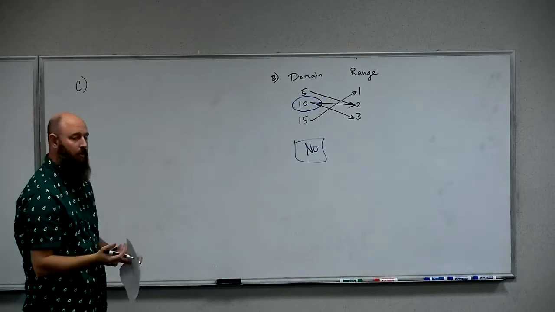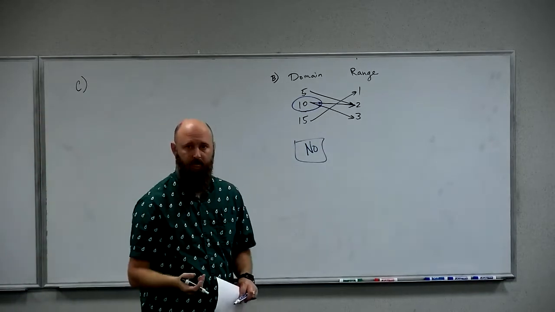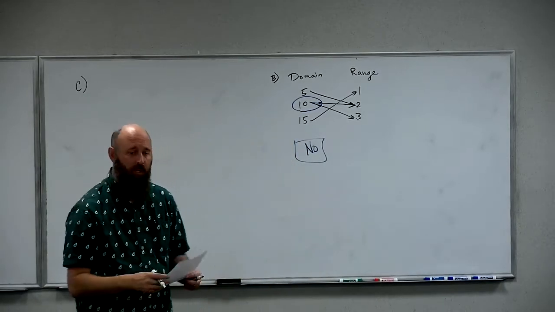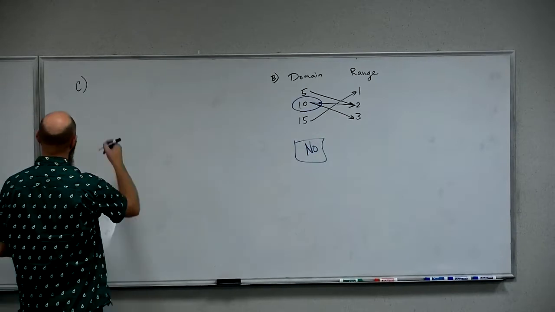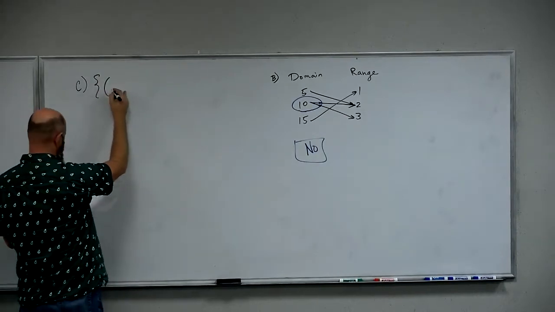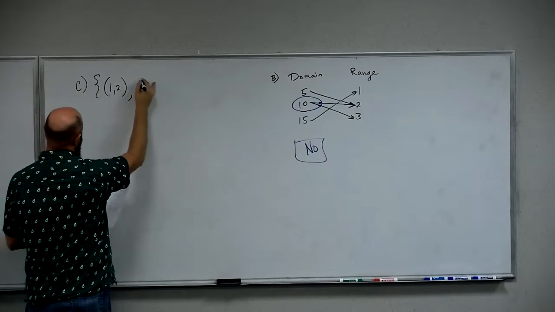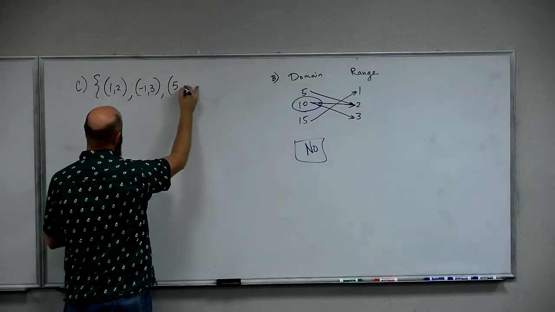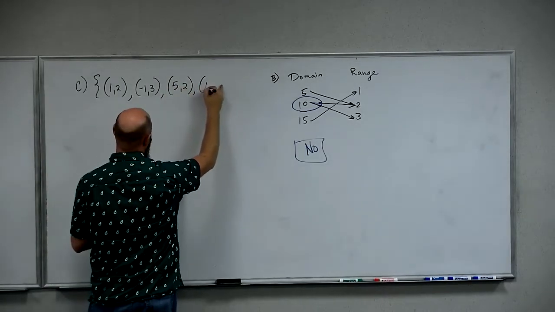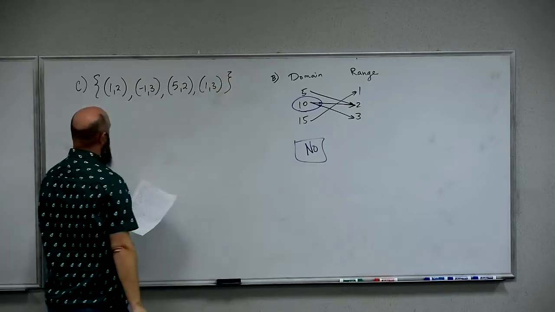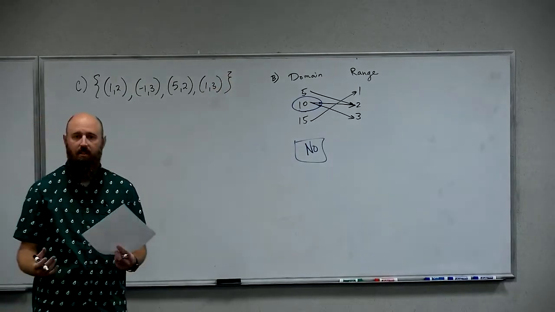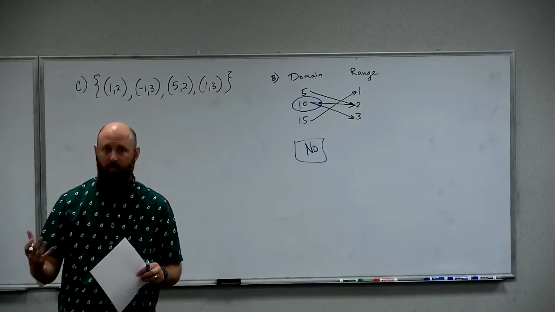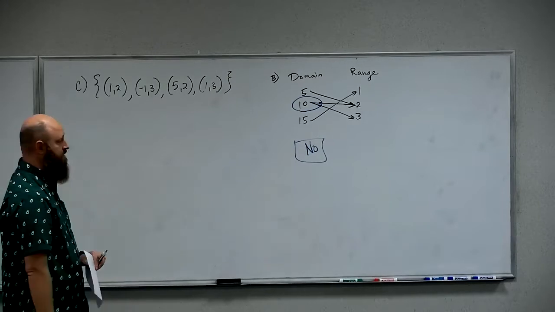All right, now those first two are what we call mapping diagrams. And so we have different ways of representing things. That is one way. Another way is to look at just ordered pairs. So here, what if we have a set of ordered pairs? And so I want to know, is this a function again? So we're looking to see, is there an x value, a domain, that goes to two different places?